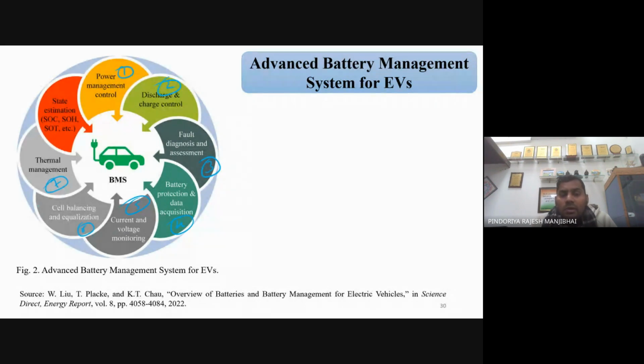Seventh one, that is the thermal management system. Eighth one, that is state of charge estimation. There is SOC, SOH, that is state of health, and SOT, that is state of temperature. So if somebody wants to do research on the battery management system, then you can consider any parameter to control the battery of the electric vehicle.